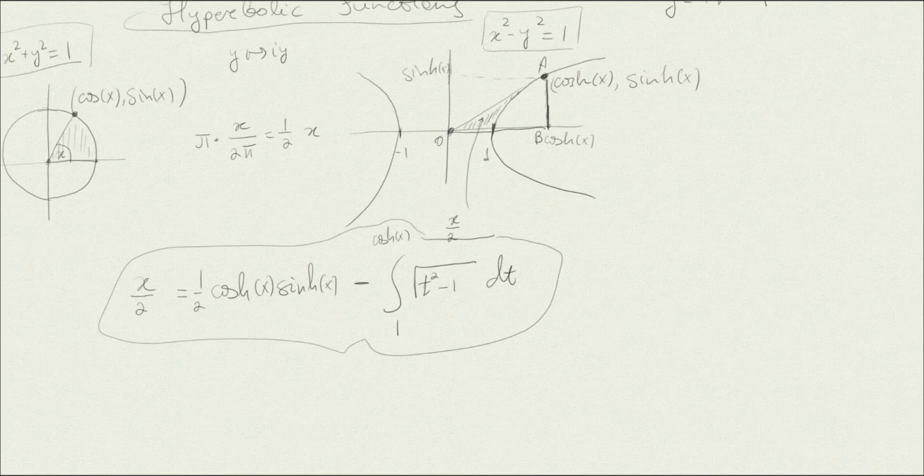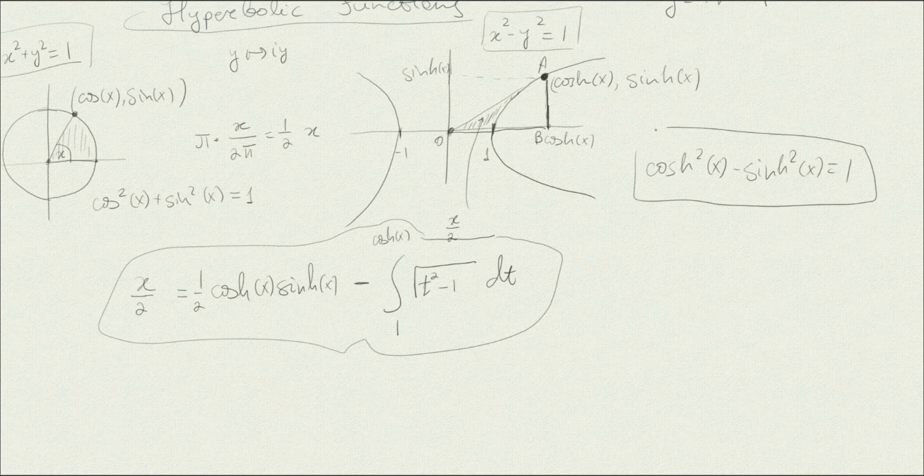Now note that since this point has to be on the hyperbola, then in analogy, since cosine and sine are on the unit circle, we have the trivial identity that cosine squared of x plus sine squared of x equals 1. And here we have that hyperbolic cosine squared of x minus hyperbolic sine squared of x equals 1. So this is the analogous identity for the hyperbolic functions. And now let's see where this definition leads us.